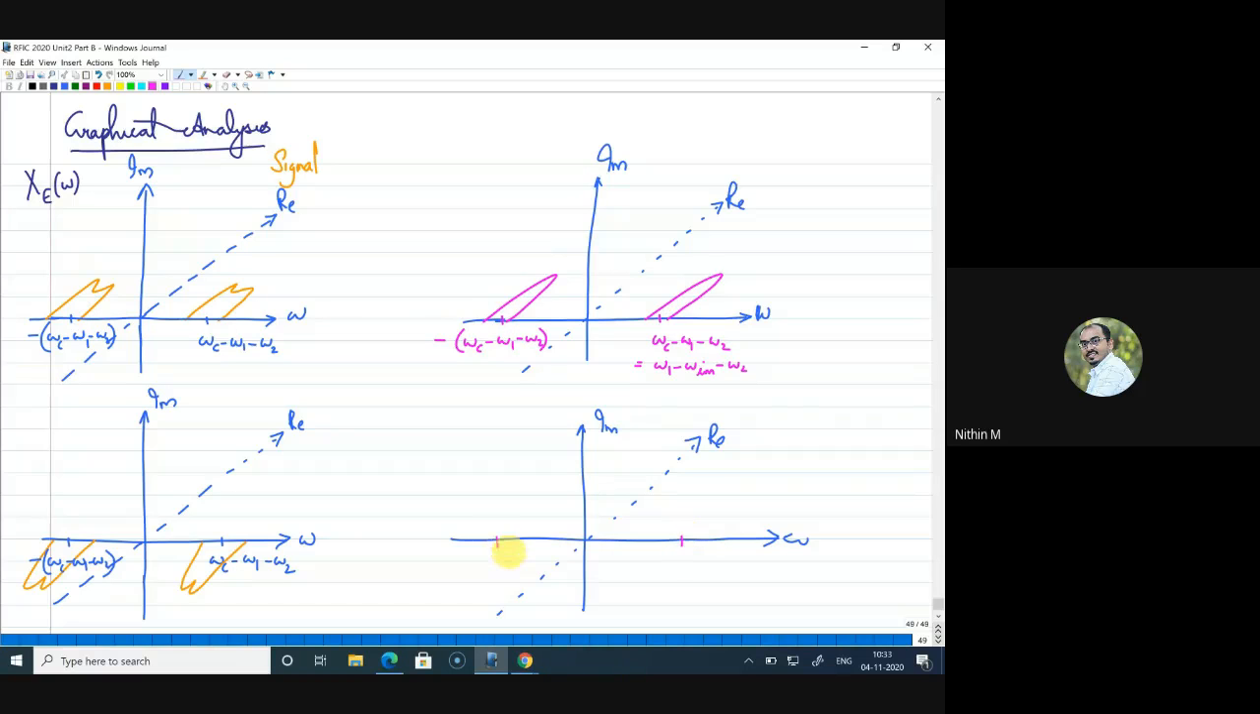The same thing happens even for X_F of omega. There also it is omega c minus omega 1 minus omega 2. Here also it is minus of omega c minus omega 1 minus omega 2, where we have equal signal components. So in order to cancel the images, we have to subtract it. This is X_E of omega and this is X_F of omega, where these are the image components. We have the final combiner where, I think, from the top F is coming, so this is minus and this is plus. That will give you the IF output.